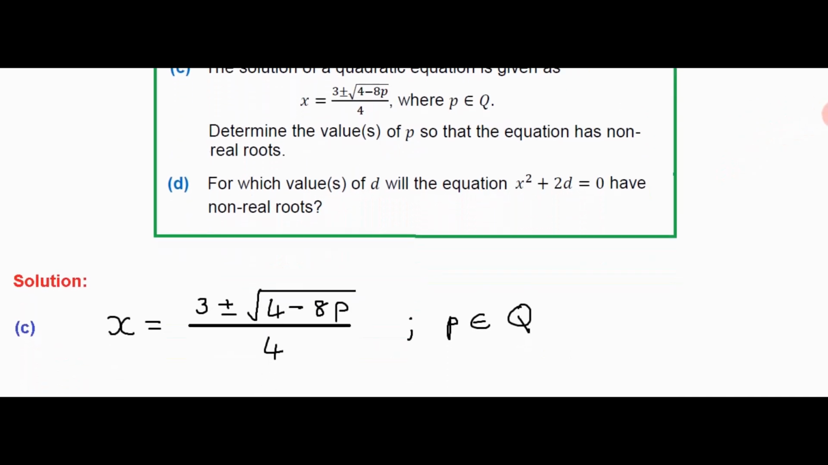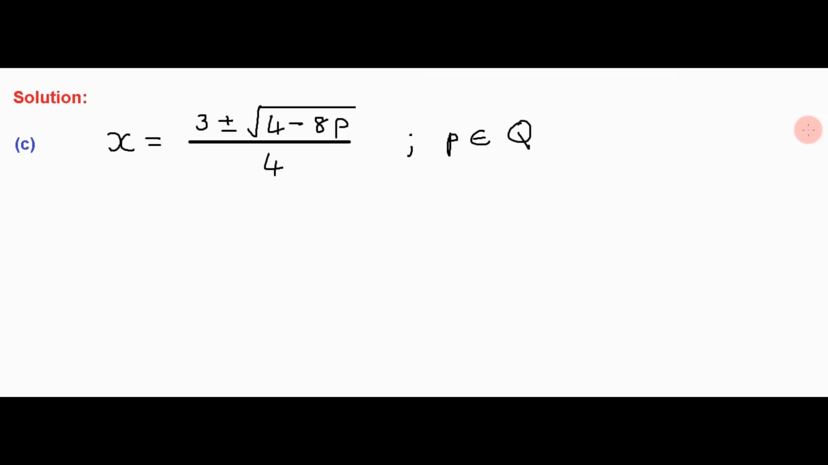Now, in this case, we are given the roots of a quadratic equation. And we know that this comes from the quadratic formula. So what's under the square root here will be delta. So there's no need to work out delta in this case. For non-real roots, we know that delta is less than 0. In other words, 4 minus 8p must be less than 0. And we can solve for p.